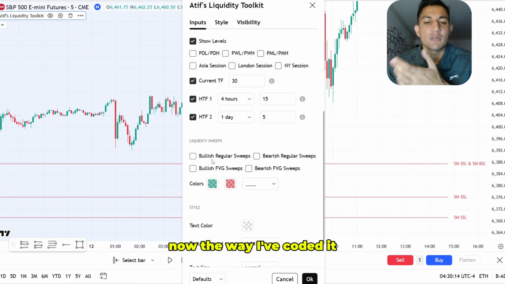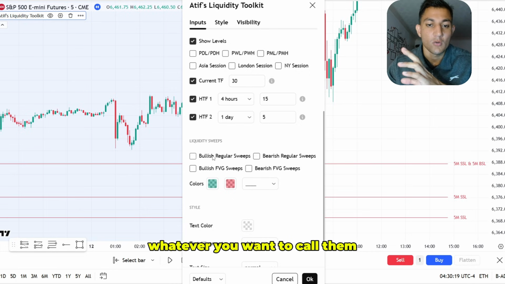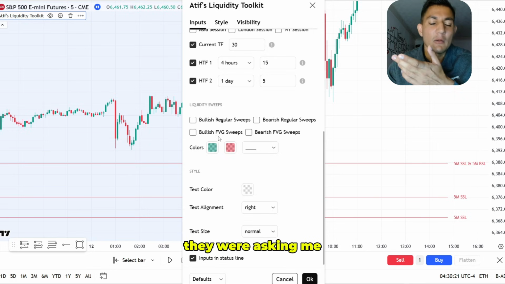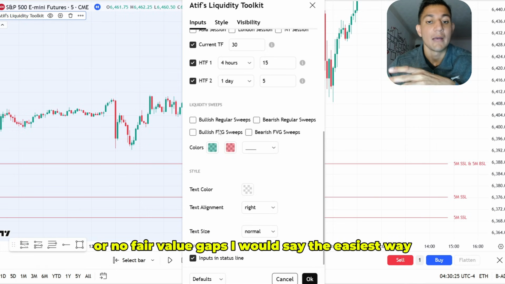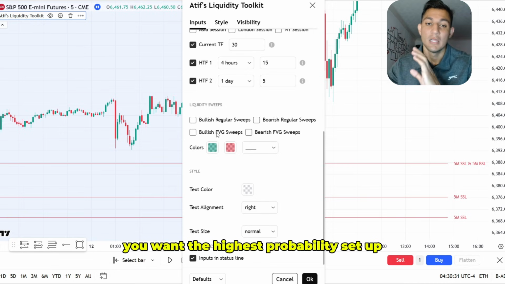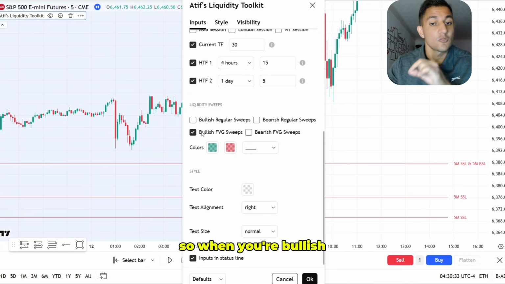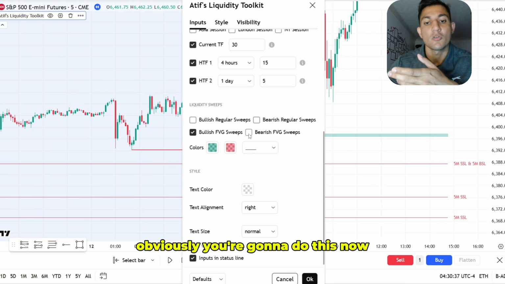Now, the way I've coded it, I was speaking to the coders, developers, algo traders, whatever you want to call them, quants, that's a nice name. They were asking me like, hey, look, Atif, do you want it to have fair value gaps or no fair value gaps? I would say the easiest way, if you want to become profitable ASAP, you want the highest probability setup, just enable this setting, right? So when you're bullish, you're going to enable bullish fair value gap sweeps. And when you're bearish, obviously, you're going to do this.